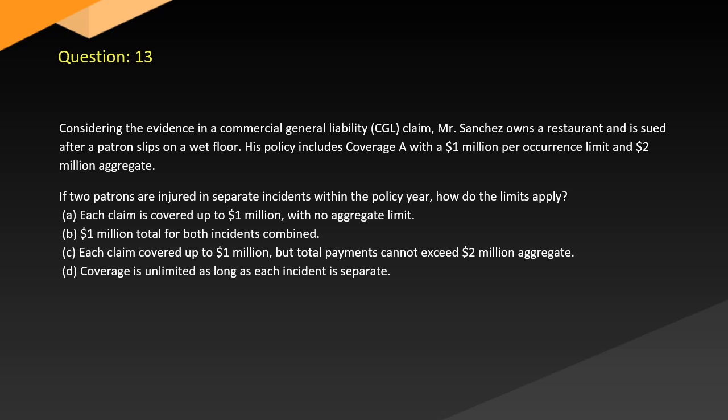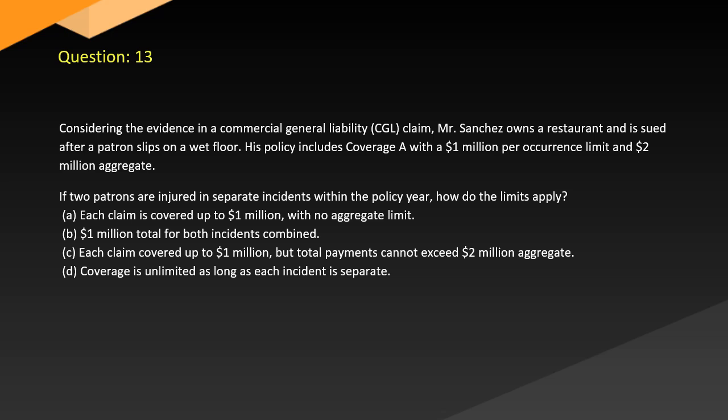Question 13. Considering the evidence in a commercial general liability, CGL, claim, Mr. Sanchez owns a restaurant and is sued after a patron slips on a wet floor. His policy includes coverage with a $1 million per occurrence limit and $2 million aggregate. If two patrons are injured in separate incidents within the policy year, how do the limits apply?